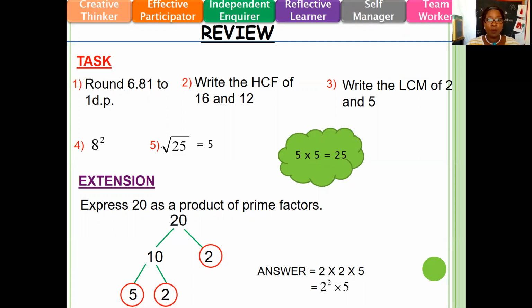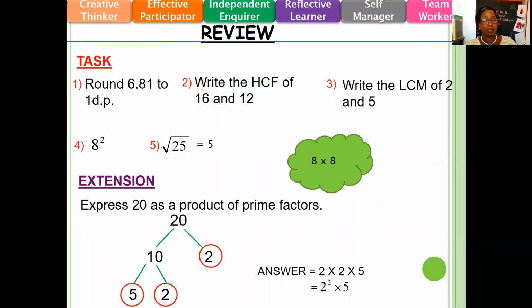All right, we're going to question number 4, which I know is going to be a piece of cake after the lesson we just had, because we got exponents again. 8 squared. So 8 squared, and we're going to go back to our thinking bubble. 8 times 8, because the exponent is telling us to use 8 as a factor 2 times inside our multiplication question. So 8 times 8, and the answer is 64.